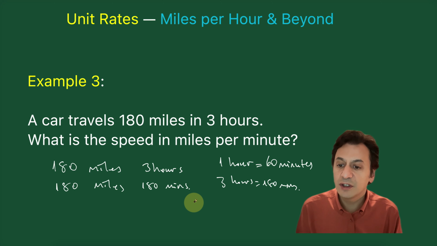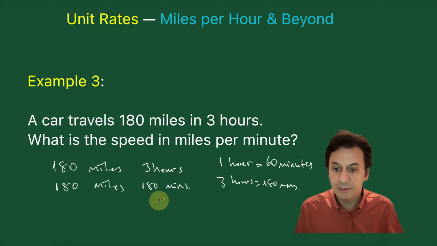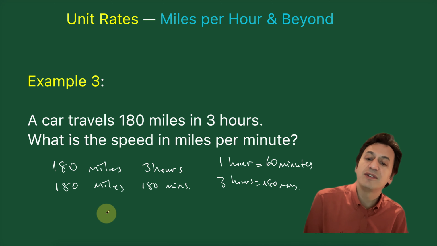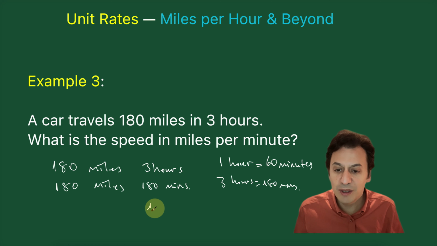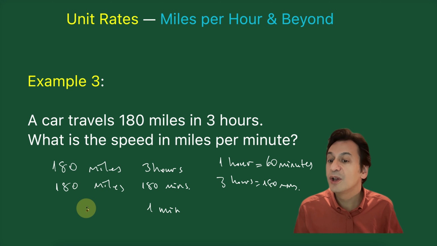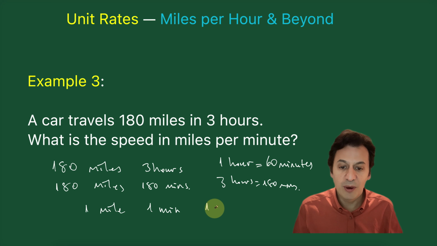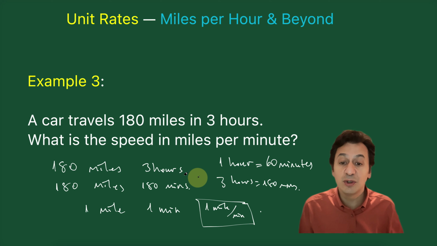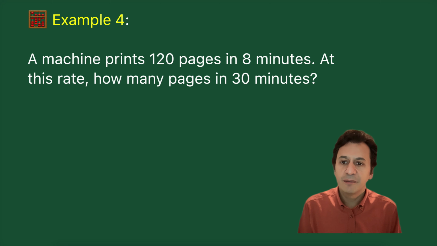I converted the unit. So what is the speed in miles per minute? If a car travels 180 miles in 180 minutes, then in 1 minute, it will travel 1 mile, right? So its speed is 1 mile per minute. The answer is 1. You have to be careful with the units. Now the next question. A machine prints 120 pages in 8 minutes. At this rate, how many pages in 30 minutes?